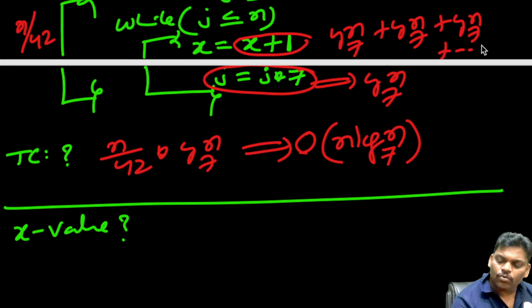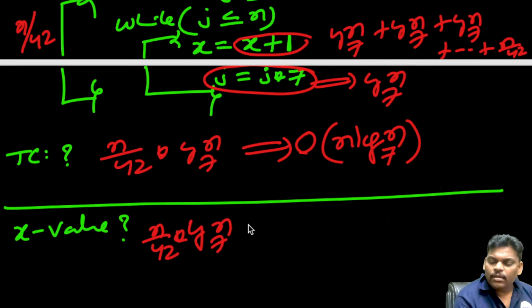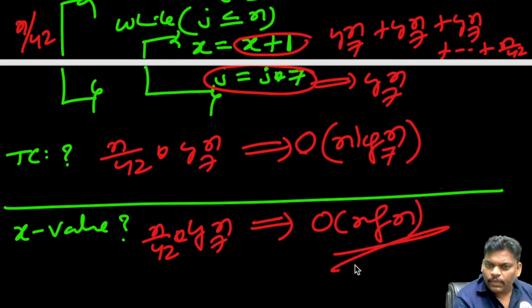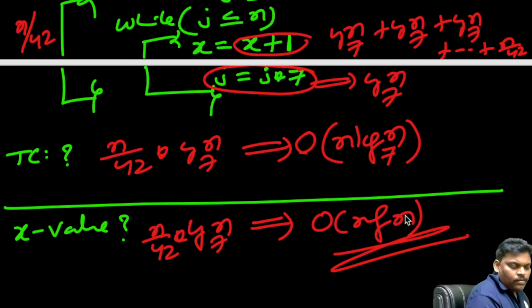It will continue how many times? n by 42 times. So x value every time is log n base 7, next time log n base 7, and so on. So n by 42 times n by 42 into log n, which I think is also n log n. Please check if I am wrong. Both are n log n.